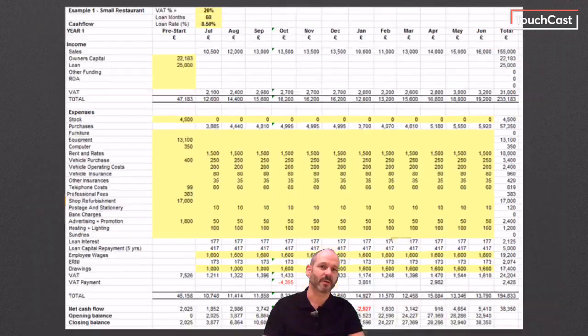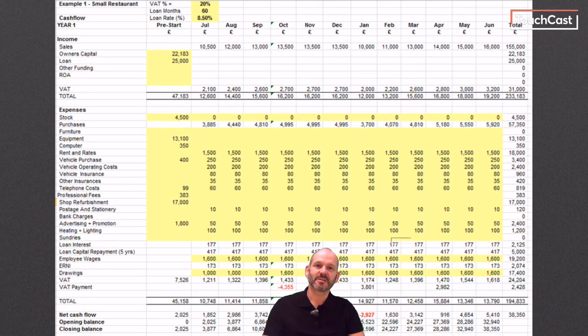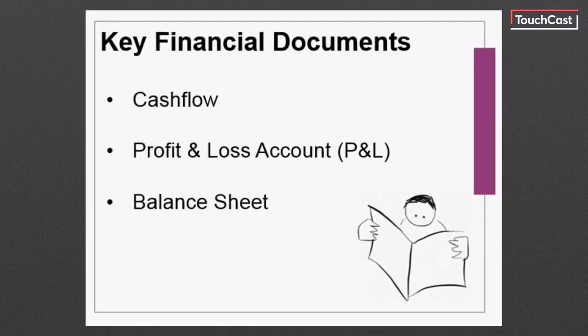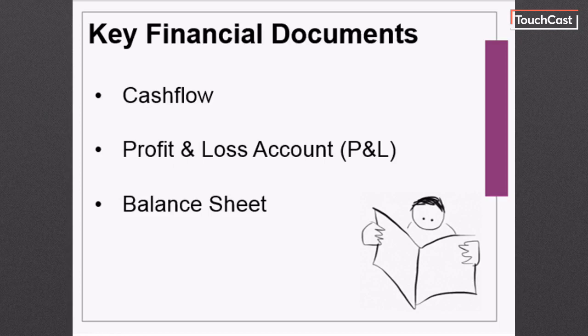The financial documents themselves are usually developed using a spreadsheet template, and there are countless examples which can be accessed freely online. And financial projections are usually prepared to obtain some form of support, such as investment in the business. The three most important financial documents which we'll be focusing on here are the cash flow, the profit and loss account or the P&L, and the balance sheet.